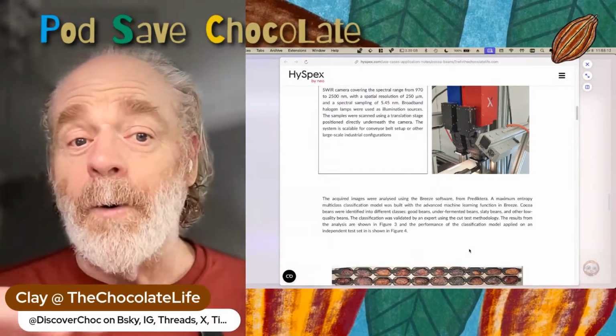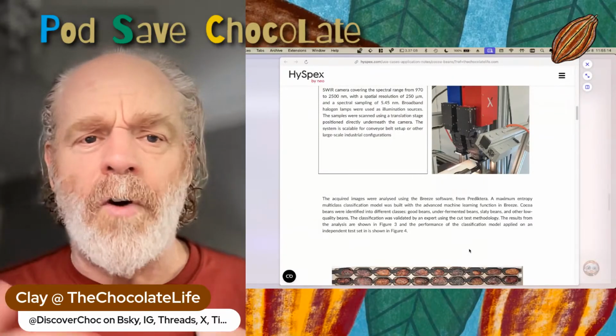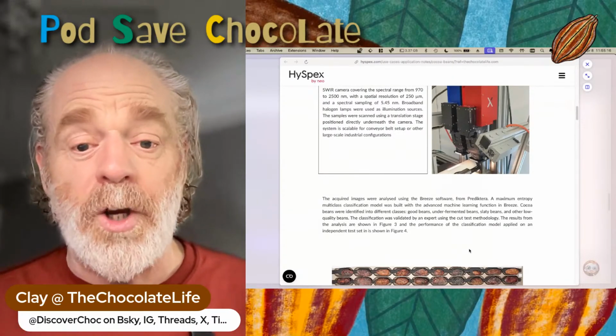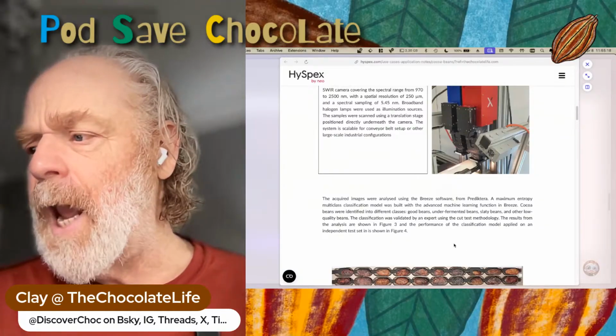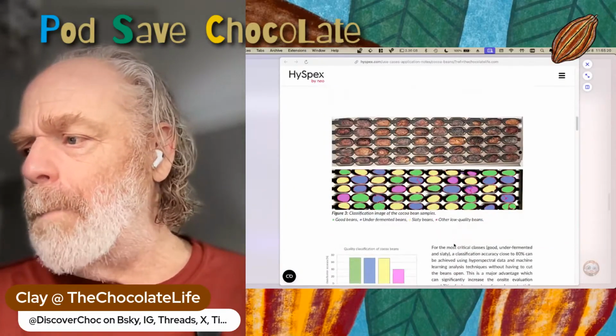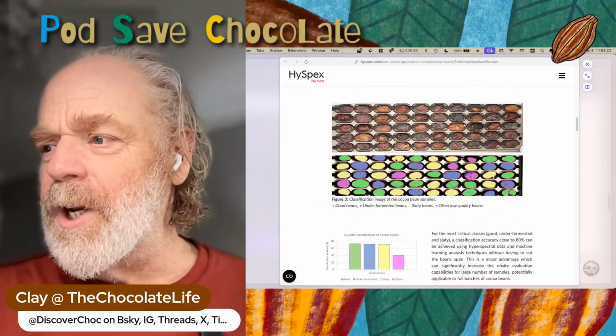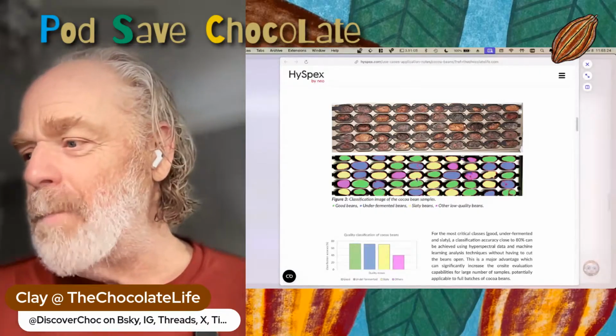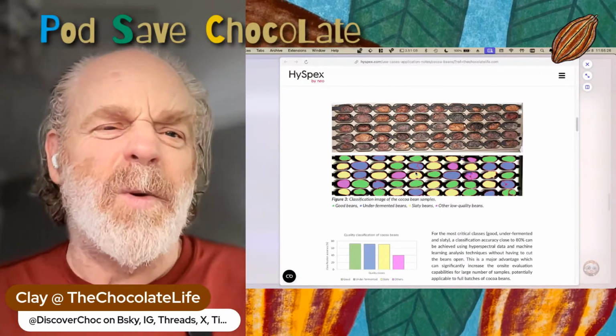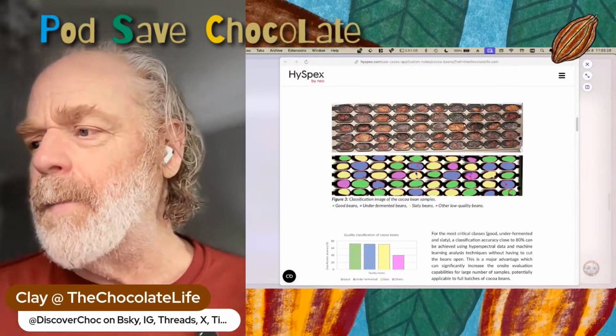This is sometimes called near infrared imaging. In order for NIR to work, you do need to have a reference database of scans. But here's what a white light image is. Here's what this thing looks like under hyperspectral imaging. It provides you just with a very, very different look at the beans.